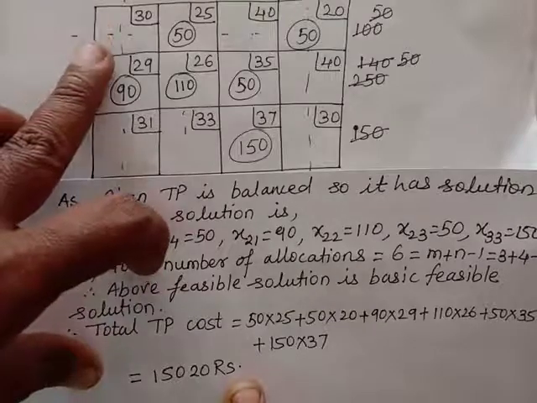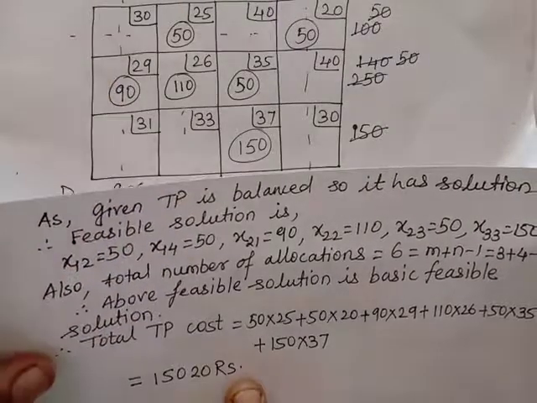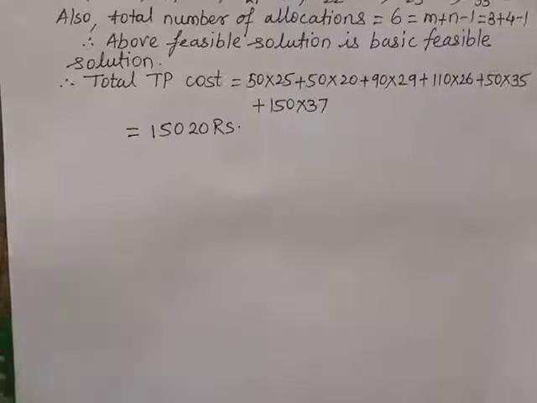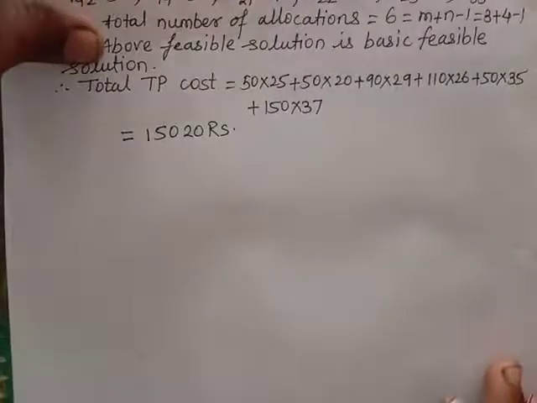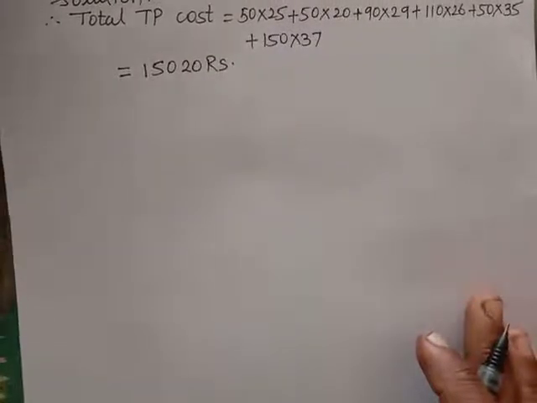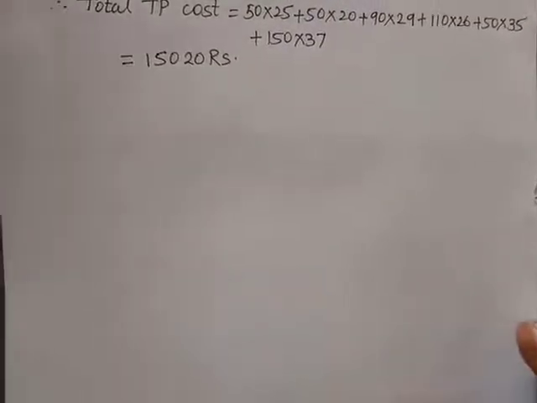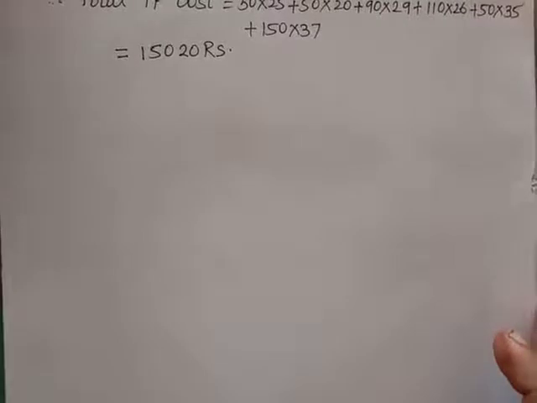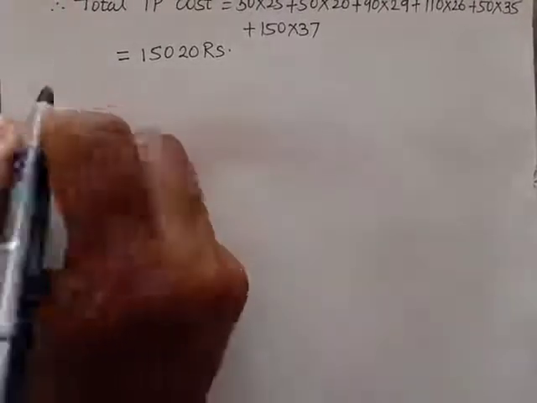So as such we can find the initial basic feasible solution using the least cost method. Now let me take the next example of the same method. The next example is, suppose the same question, find the initial basic feasible solution using the least cost method.